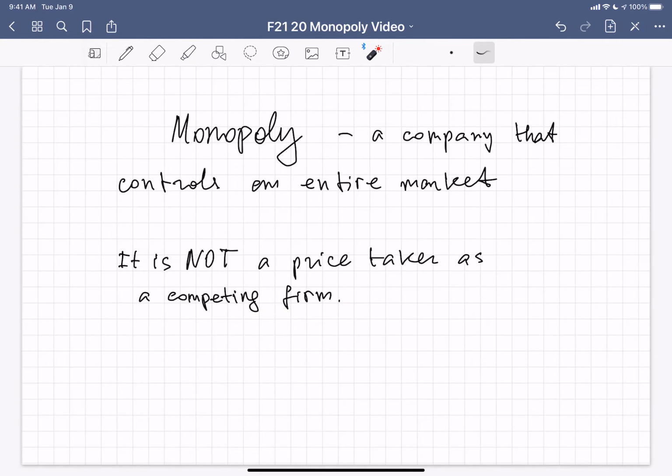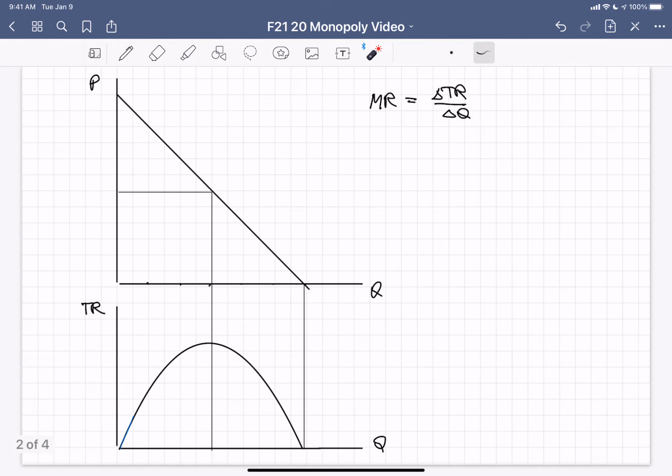So a company that controls the entire market definitely is not a price taker. So it is dealing with the entire demand curve for the whole market. And it can set prices depending on what it likes. So today we're going to see how such a company is going to set its output and also the price.